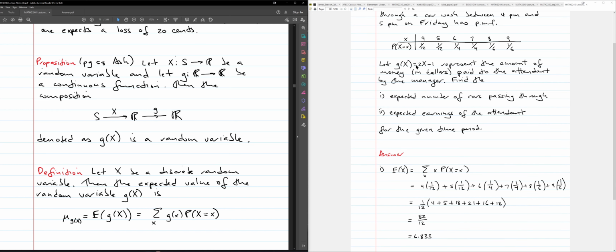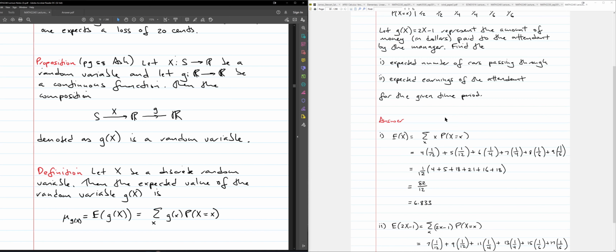Okay, so what we want is the expected value of this random variable 2X minus 1, which represents the random variable for his earnings, right? So the expected value of 2X minus 1. You're using your formula here for the expected value of a function of the random variable.